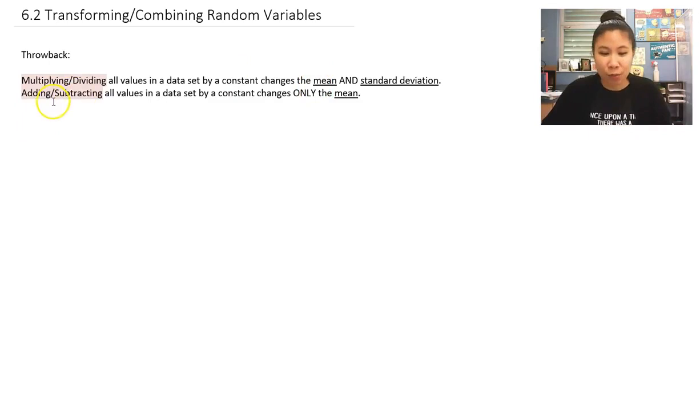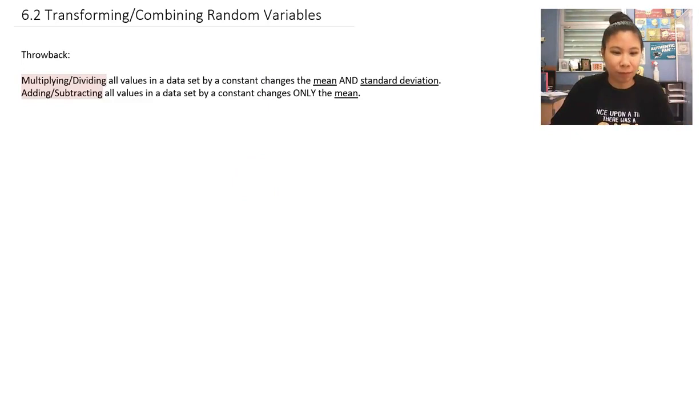If you just added or subtracted a constant from all the values in a data set, then only the mean would change. You would either add or subtract that constant to the mean, but the standard deviation stays exactly the same, which kind of makes sense. If you just shift your entire data set in one direction, the spread of that data set isn't going to change, just the center. Okay, so keeping that in mind, now we're going to do this, but with random variables instead.